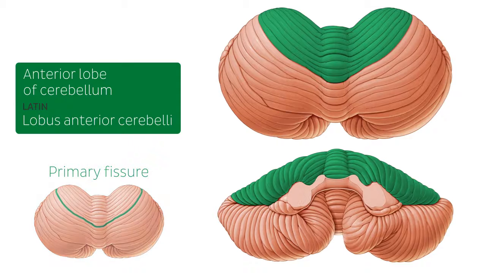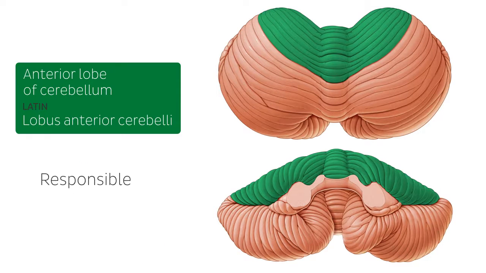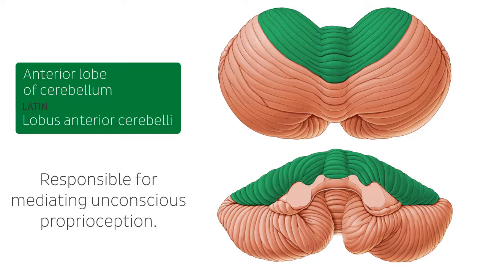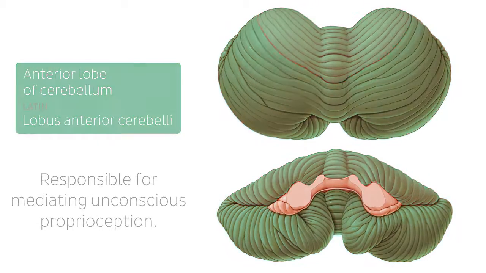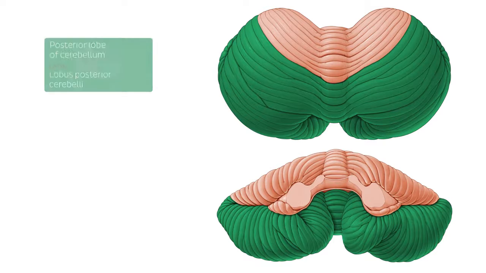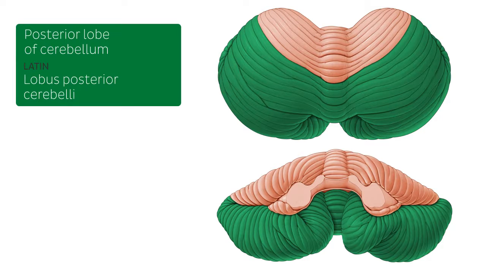Now, from a functional point of view, it is responsible for mediating unconscious proprioception and receives input mainly from the spinal cord. Next, we're going to be highlighting another lobe. Now, this one is the posterior lobe of the cerebellum.